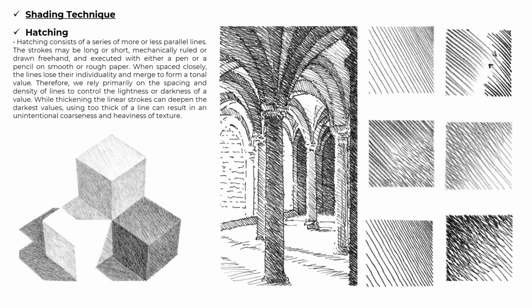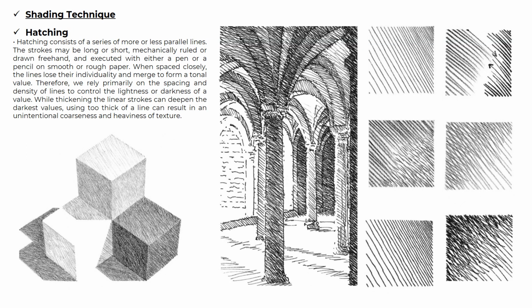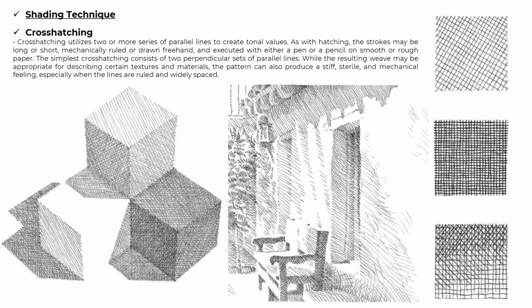The first shading technique is hatching. Hatching consists of a series of more or less parallel lines. As compared to cross-hatching, cross-hatching utilizes 2 or more series of parallel lines to create tonal values. So cross-hatching, meaning magkasalubong yung linya, as compared to that of hatching, which is in one direction only. So uniform yung hatching, while the cross-hatching has 2 directions, intersecting with each other.